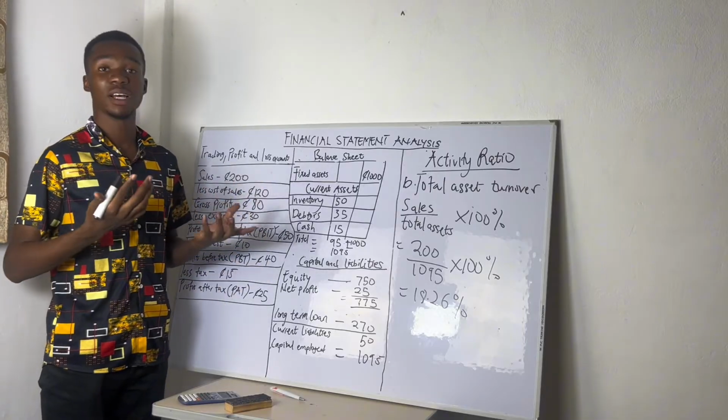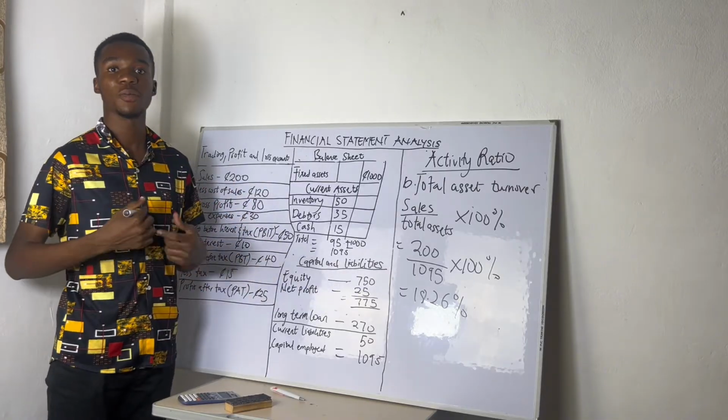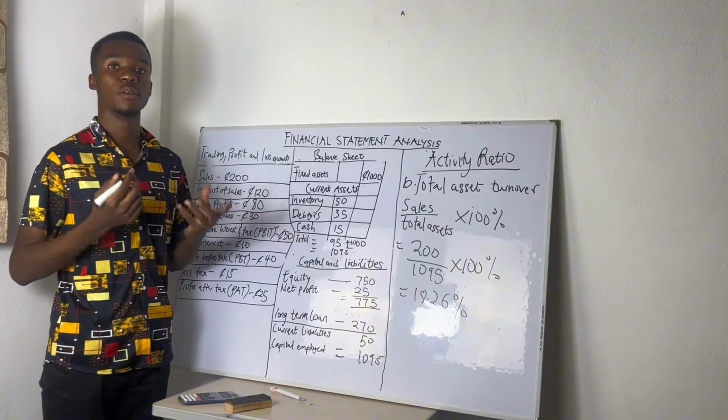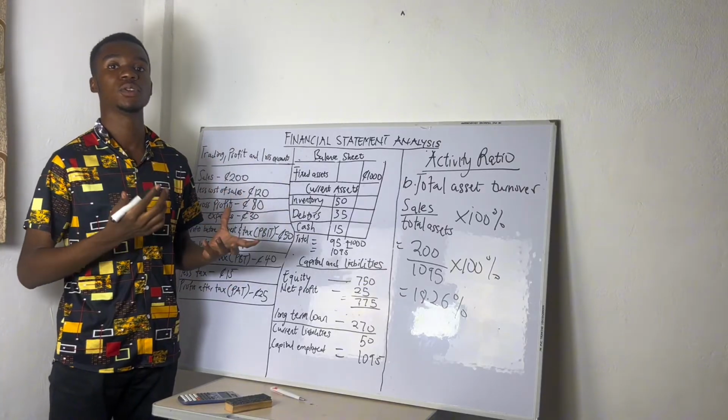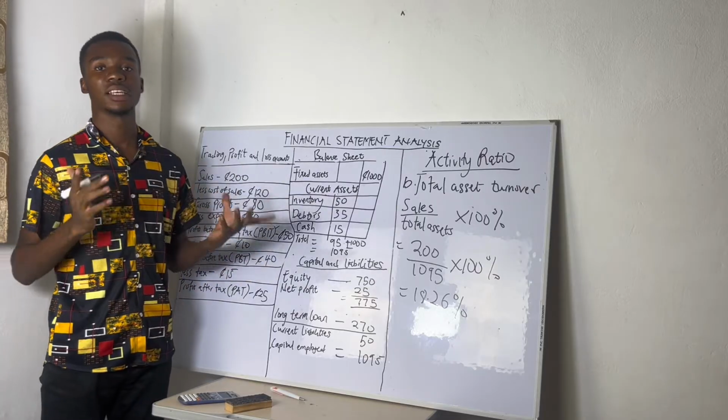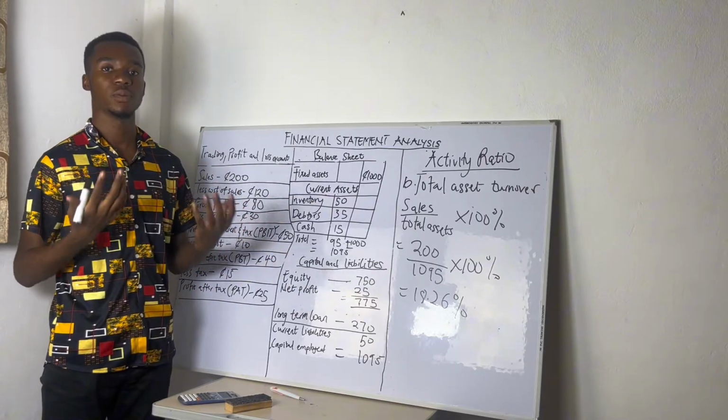And if the value is higher, it means the company is using the assets very well or very efficiently. If it's lower, it means the company is not making very good use of its total assets. And that's it about the total asset turnover. Let's move on to the next one.